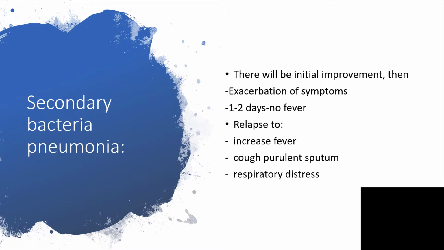For 1 to 2 days, there may be no fever at all. Then the individual will tell everybody, I'm fine, I'm good now, and go back to work or back to school or wherever. Then suddenly there will be relapse with increased fever, cough with purulent sputum, and respiratory distress. Unlike when the pneumonia is caused by the virus itself, there will be no period of initial improvement, let alone experiencing relapse. But in bacterial superimposed secondary pneumonia, there will be a period of wellness, a period of initial improvement with no fever, then relapse.